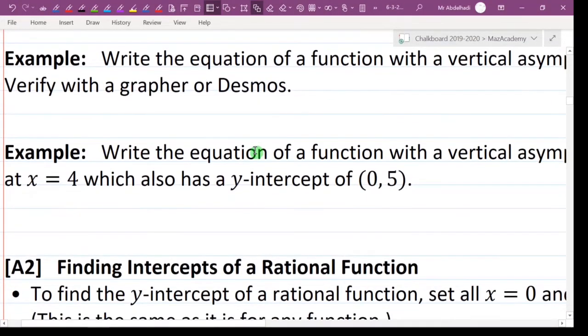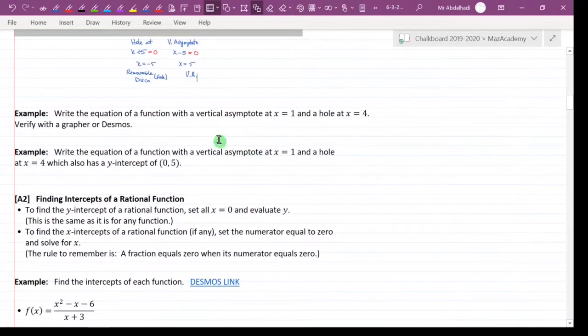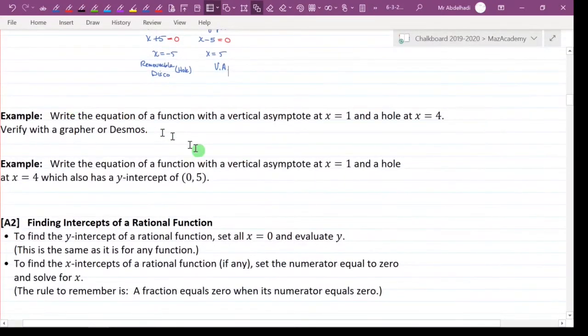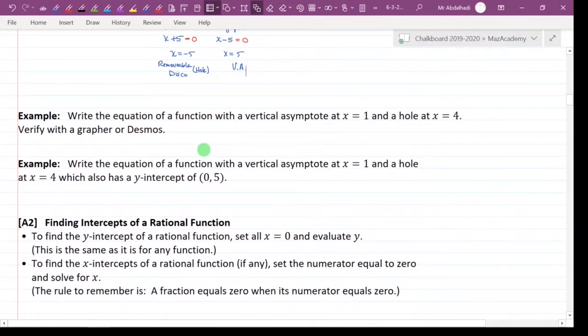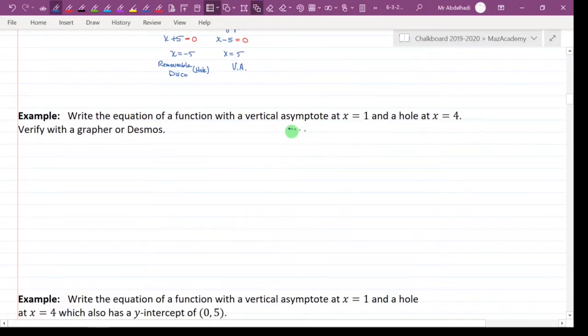So I'm going to actually ask you to write your own function now. Could you write the equation of a function that has a vertical asymptote at x equals 1 and a hole at x equals 4? Okay, I want a function with a vertical asymptote, meaning a discontinuity at x equals 1. Well, that's simple. Whatever my function is, doesn't matter what the top is, the bottom better have x minus 1. Why? Because if you plug in a 1 here, that creates a 0. So that's how you create that discontinuity.